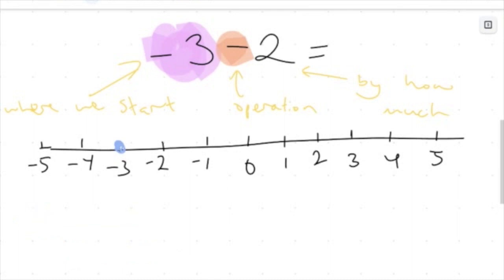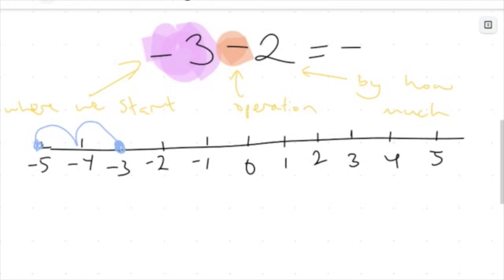So I found out where I start, what operation I'm doing, which direction I'm going in. Now I just want to consider by how much am I doing that? And that is my number 2 here. So I'm going 1 and 2 places to my left. Where do I end up at? I end up at minus 5 here.